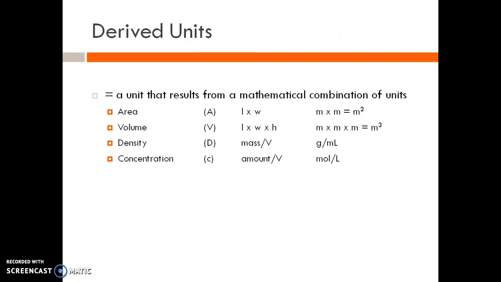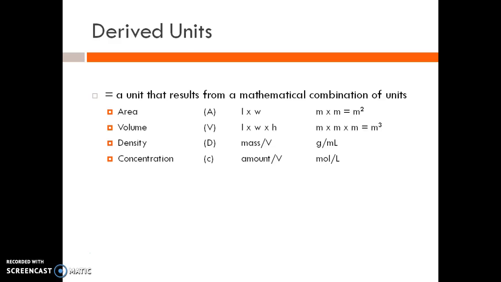Derived units are units that result from a mathematical combination of units. We've been using derived units for most of our scholastic career. We know that area is the length times the width. And when we measure in length and width, we usually measure in meters or centimeters. And so when we multiply those two units together, we get the derived unit of meters squared.